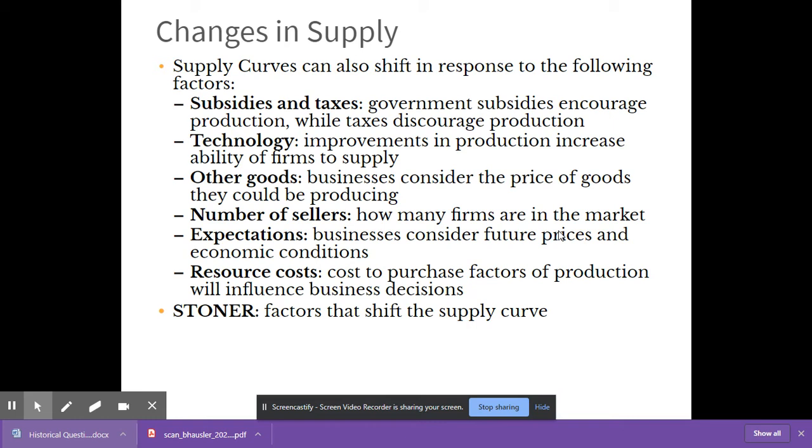It's not always clear in your textbook. I've had one textbook say that if there's more sellers or more competition, the supply curve will go right. Than others, I would say that would go towards the left. So you can explore that as a quick research activity in class. Expectations and resource costs, similar to technology, and the determinant expectation for demand.